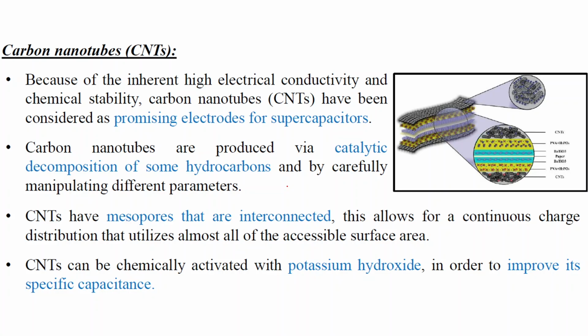So the other is carbon nanotube. We have discussed this earlier also, but I'll be giving a brief gist. Because of the inherent high electrical conductivity and chemical stability, carbon nanotubes have been considered as promising electrodes for supercapacitors. Carbon nanotubes are produced by catalytic decomposition of some hydrocarbons and by carefully manipulating different parameters. CNTs can be chemically activated with KOH in order to improve their specific capacitance.